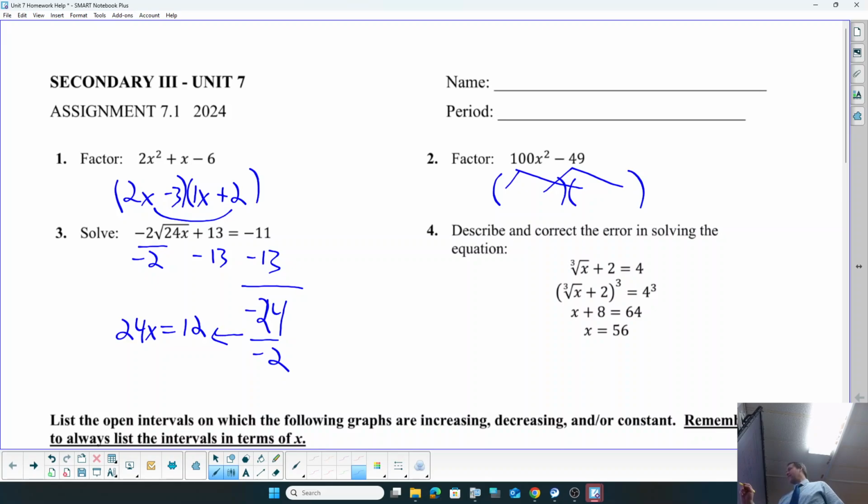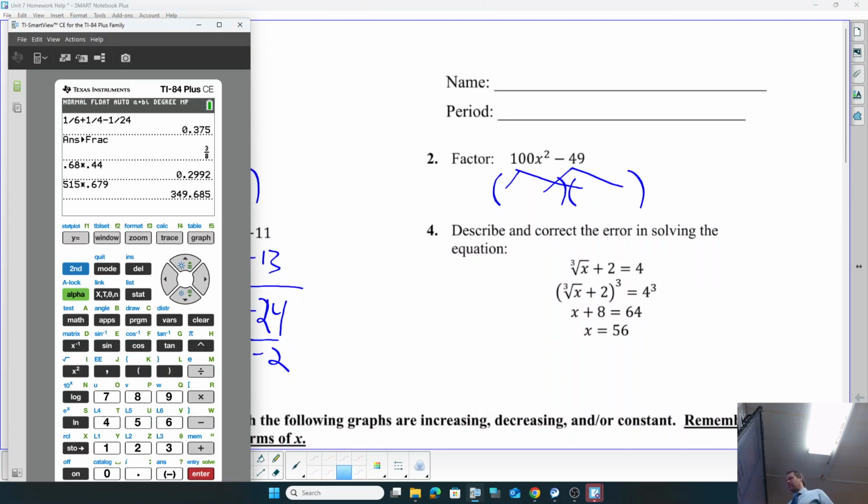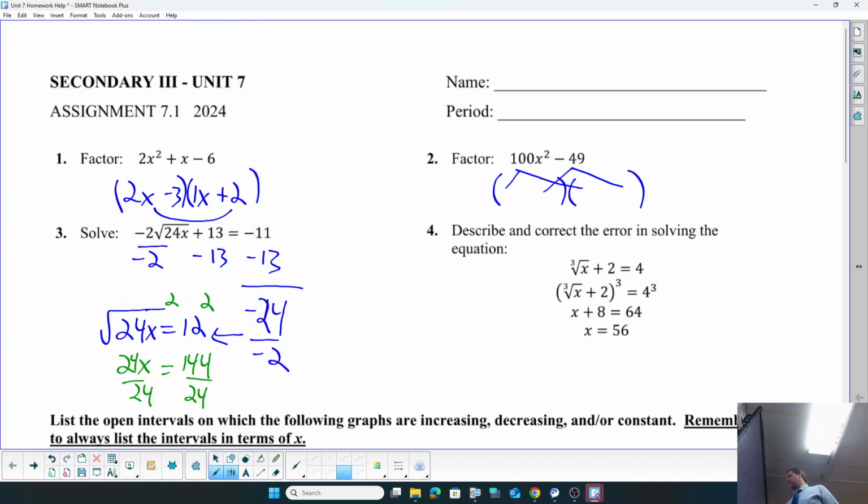And then we still have the square root going on. So we have to power 2 both sides. What's 12 squared? 144. And then we divide by 24. So what's 144 divided by 24? Any guesses? 144 divided by 24 is 6. So we get x equals 6 as our answer.